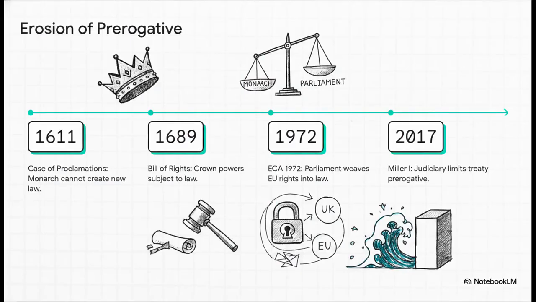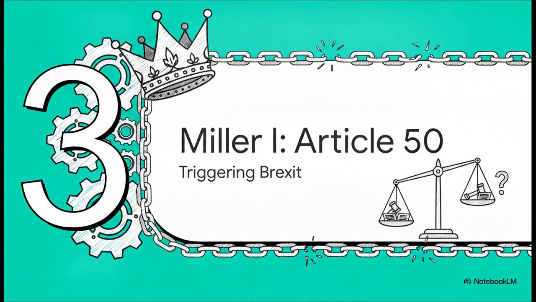Let's move to this timeline and see how this builds. Historically, the royal prerogative has just been steadily chipped away by Parliament over centuries. Back in 1611, the Case of Proclamations established that the monarch cannot just create new law by decree. In 1689, the Bill of Rights firmly subjected crown powers to the law. Fast forward a bit to 1972, and Parliament passes the European Communities Act, literally weaving EU rights directly into UK domestic law. And that sets the stage perfectly for the massive constitutional clash we saw in 2017 with the Miller I case. Which brings us to Section 3, Miller I and triggering Article 50.